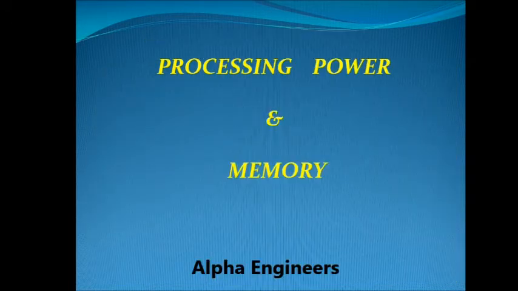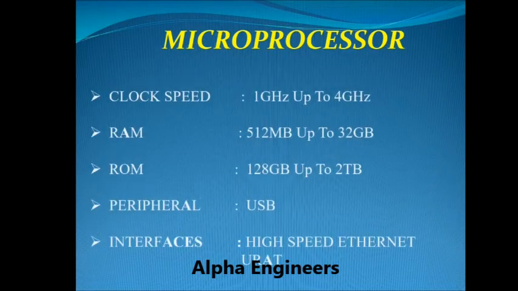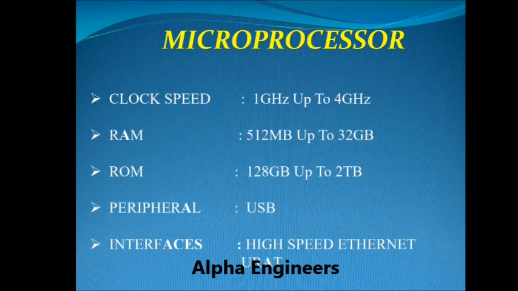Now, next let's see the processing power and memory. Microprocessors operate at much higher speed. The clock speed of a microprocessor is in the range of gigahertz, varying from 1 gigahertz to 4 gigahertz. Then the memory, that is ROM and RAM, required is quite high. The RAM is 512 MB to 32 GB and ROM is 128 GB to 2 TB. Then you see common peripherals like USB, high-speed Ethernet and UART.